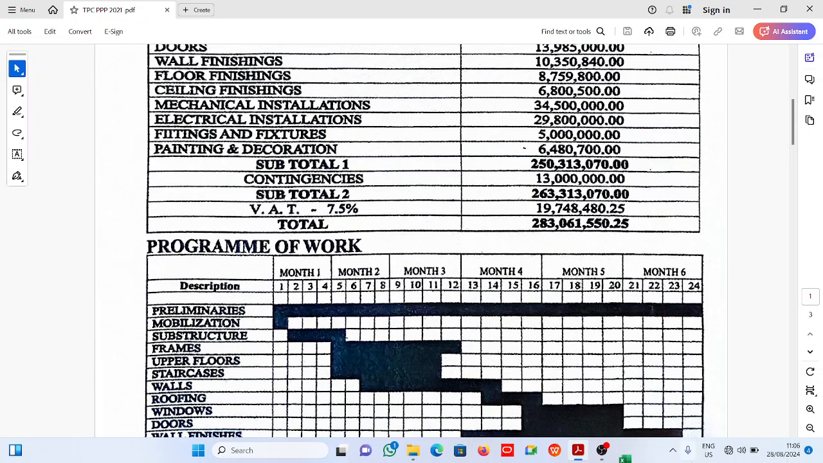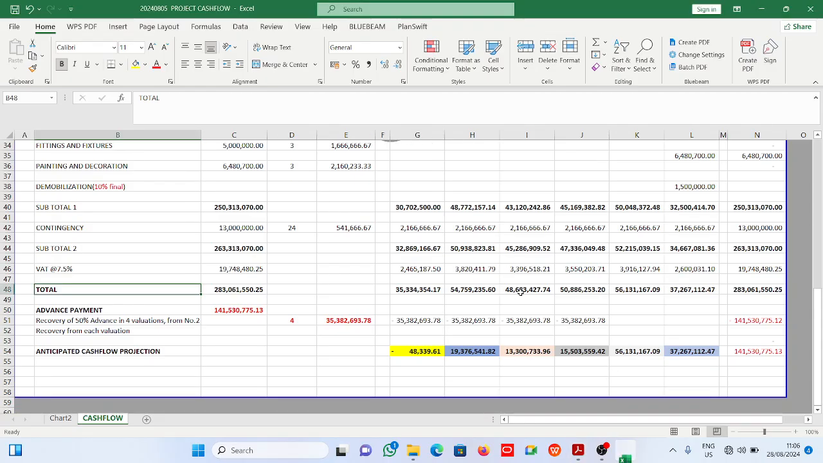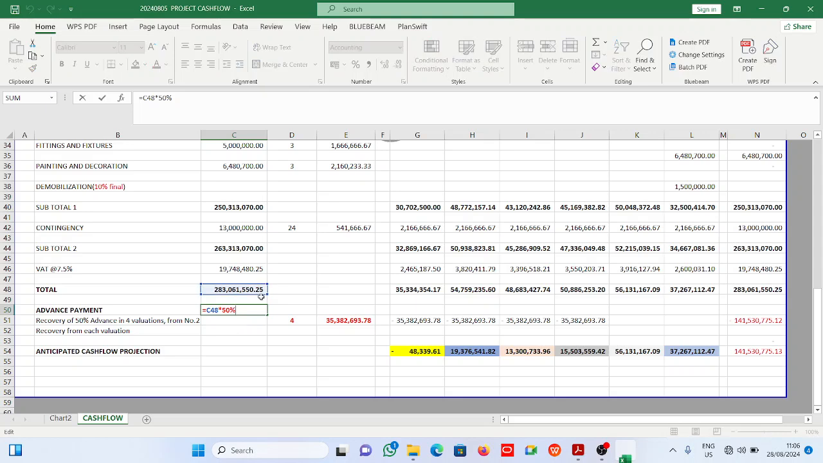you have your total. All right, now advance payment, the question says that 50% was given as advance payment and it has to be amortized 4 times. You see advance payment here, it is 50% of the total, which is 141,530,775 naira and 13 kobo. It has to be amortized in 4 valuations. So this divided by 4, I have this.